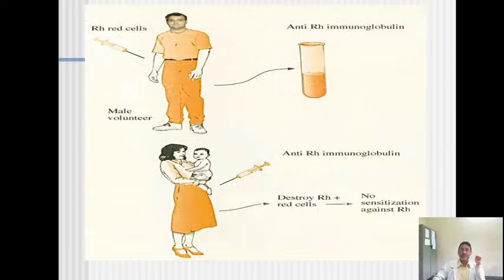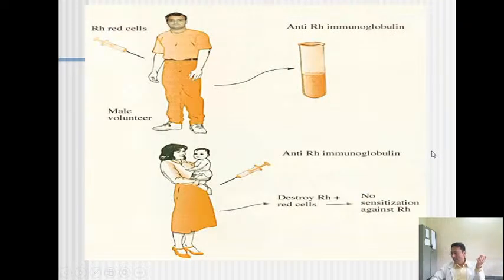So this is how the antibodies are developed. How do you develop antibodies? The Rh cells are given, anti-Rh antibodies are developed. Suppose this is an Rh negative person, you induce the Rh cells here, antibodies are developed, you collect these antibodies, store them, and when necessary you give these antibodies to the mother so that they destroy the fetal cells.